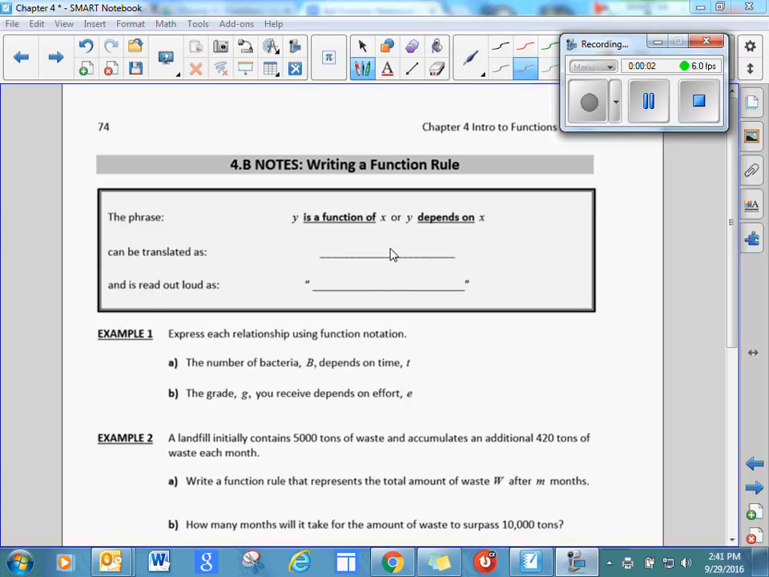Hi guys, welcome back to 4B notes, writing a function rule or an equation. A rule and an equation are synonyms.